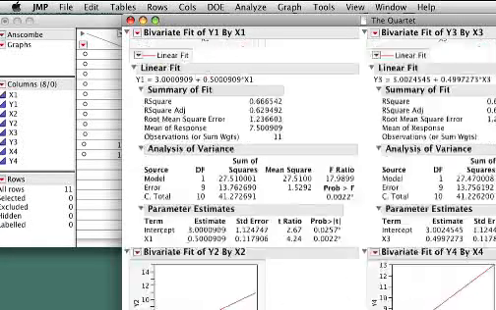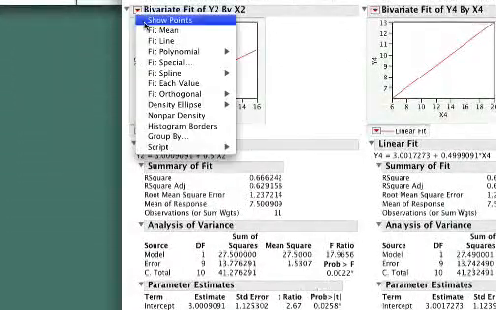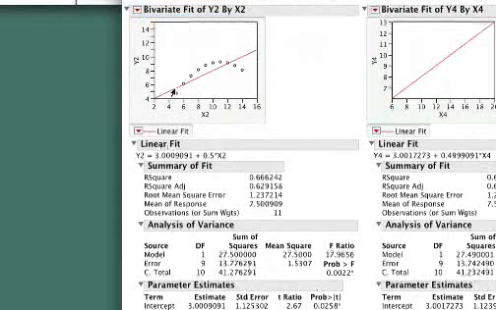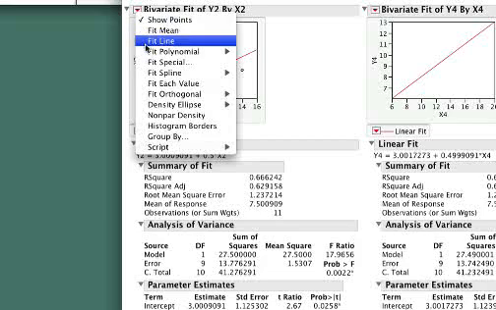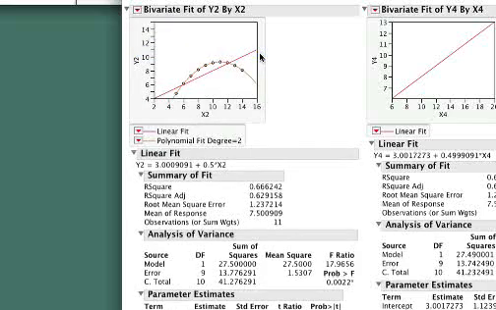If I look down at x2 and y2, however, I've got a very different situation. This is not a case where a line is the best fit. You can clearly see that this is a curved set of data, and in fact, if I fit a second-degree polynomial, a parabola to it, it fits perfectly. It doesn't really matter that it's a parabola, but it does matter that it's not a line.